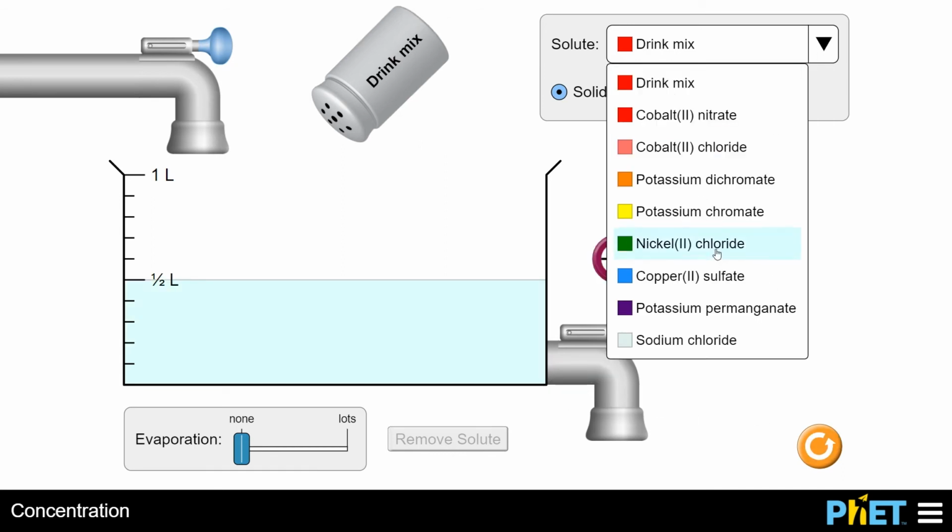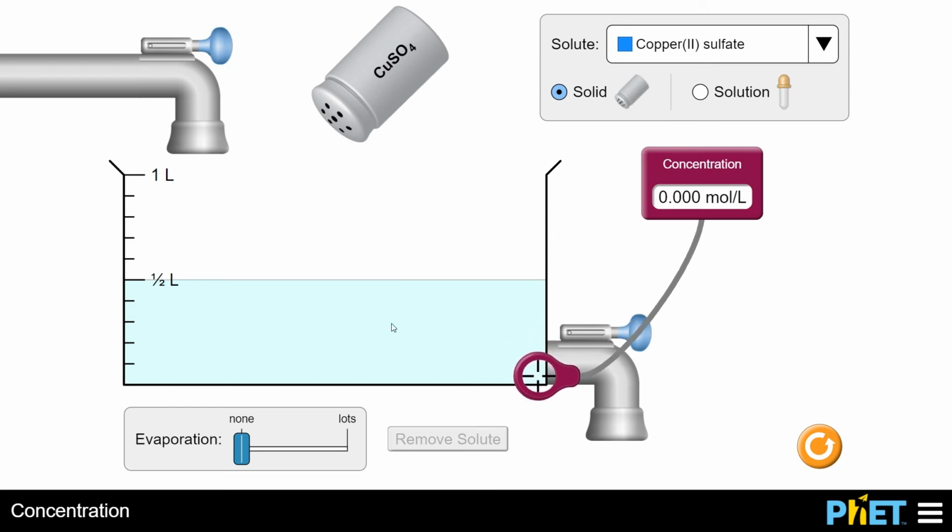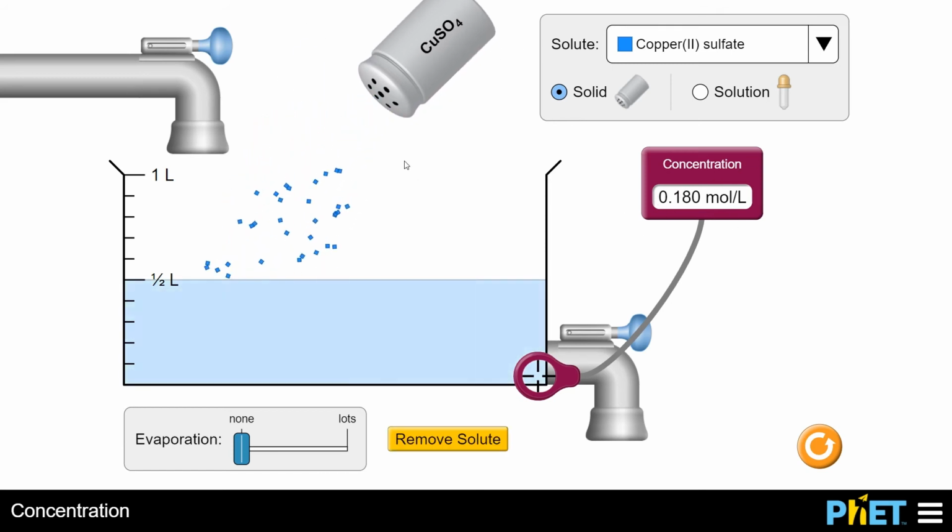Anyway, I'm going to reset this. I'm going to be working with copper sulfate today. So what I have first is half a liter of solution. There's no copper sulfate in there, so its concentration is 0 moles per liter. What I'm going to do is add some solute. And what I can see is that the concentration of the substance is now at 0.510 moles per liter. Now, what that means is if I had a liter of the substance, there would be exactly 0.510 moles of substance. Because I have half a liter, I have about 0.255 moles of copper sulfate in my half liter of liquid.